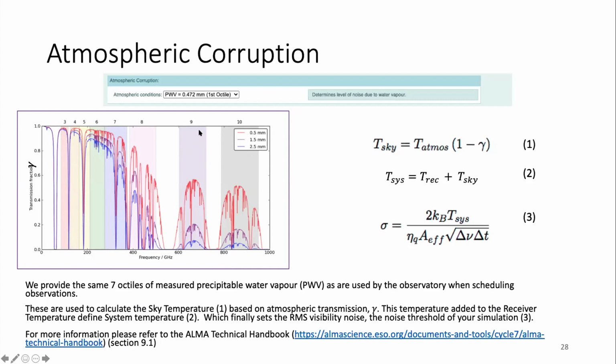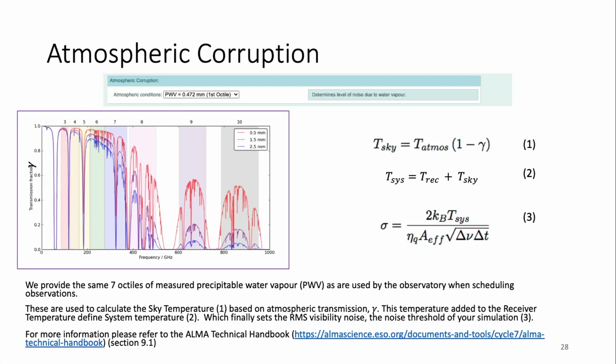So you can see at the higher ALMA bands, higher frequencies, the atmospheric transmission really starts to drop off. We take our atmospheric transmission and convert that into a sky temperature, combining that with a receiver temperature. We get a system temperature, and we feed that into the RMS visibility noise within the simulation. So your bandwidth and time on source and properties of the antennas are included there. For a bit more information on the 7 octiles and how they are chosen, I refer you to this section of the ALMA technical handbook, which goes into it in great detail.